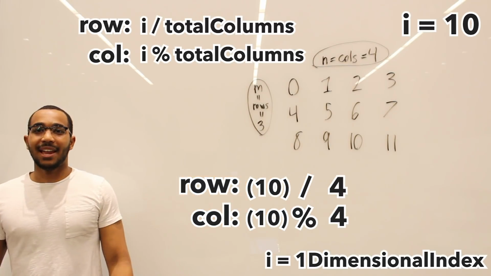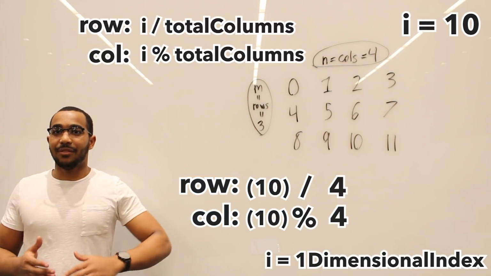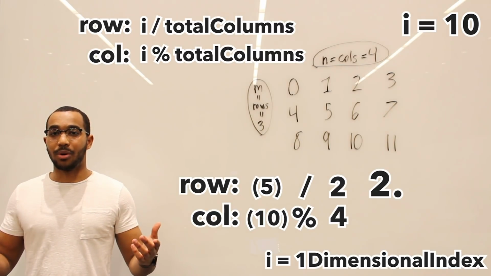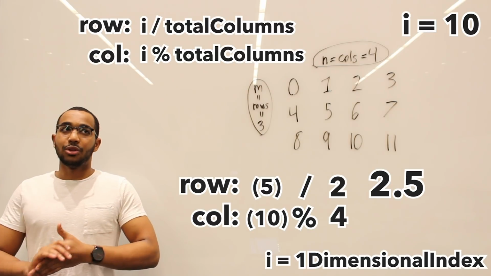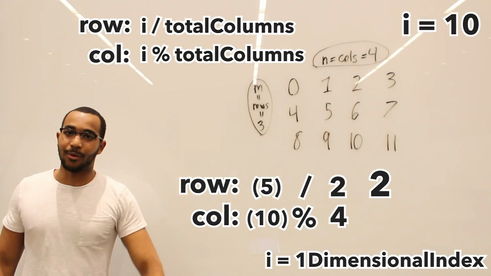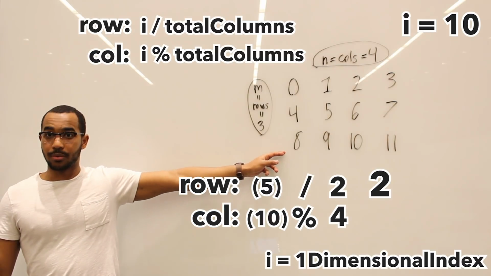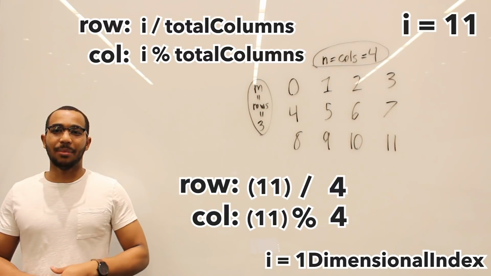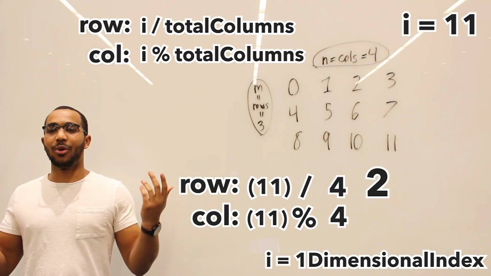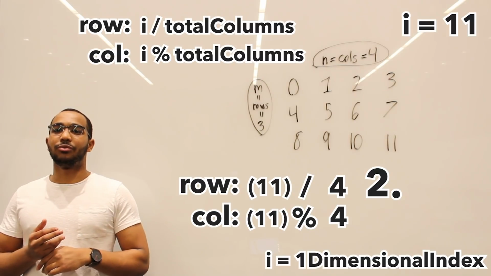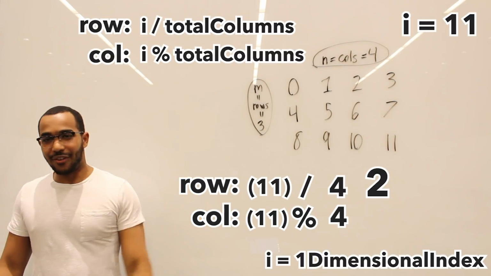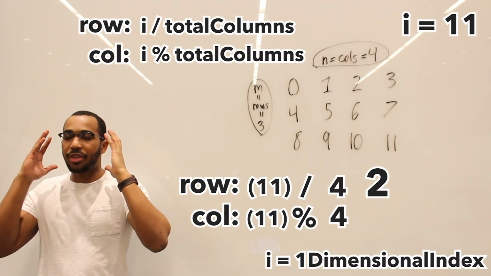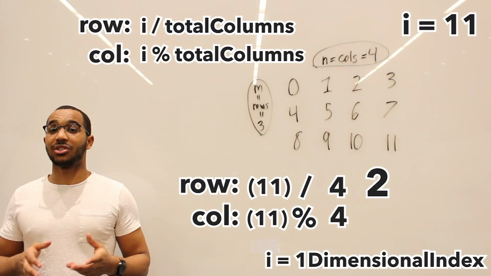Now let's try another example. 10 divided by the number of columns. 10 divided by 4 is the same thing as 5 divided by 2, so we're going to have 2.5. Truncate the decimal, and we have row 2. Again, we can do 11 divided by 4. 11 divided by 4 is going to be 2.75, right? Remove the decimal and we get 2, the second row. It would take a little thinking, a little playing to see that we use the division sign to find the rows.